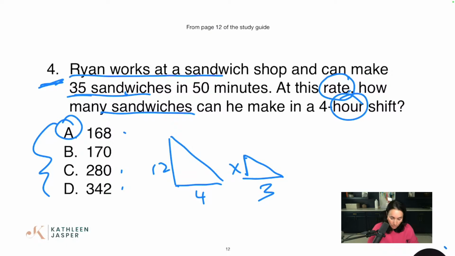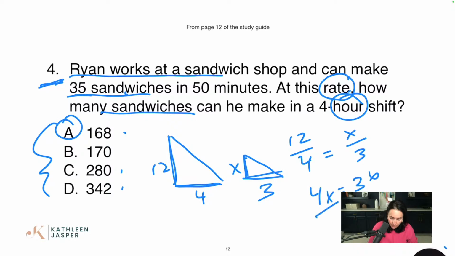So you would do height over bottom, 12 over 4 equals X over 3. 4X equals 36, divide by 4, divide by 4. Am I doing this right? Yeah. X equals 9. Oop, you can't see it. X equals 9.